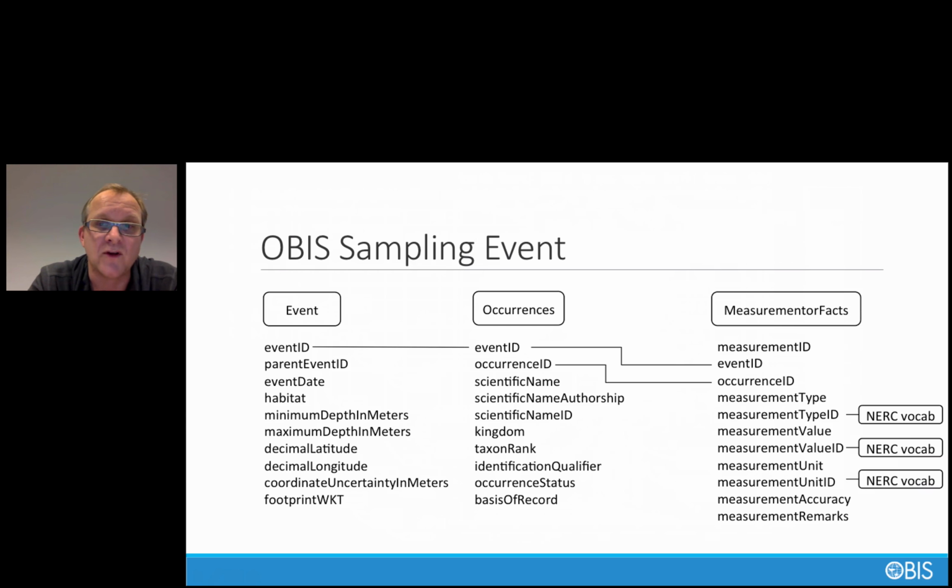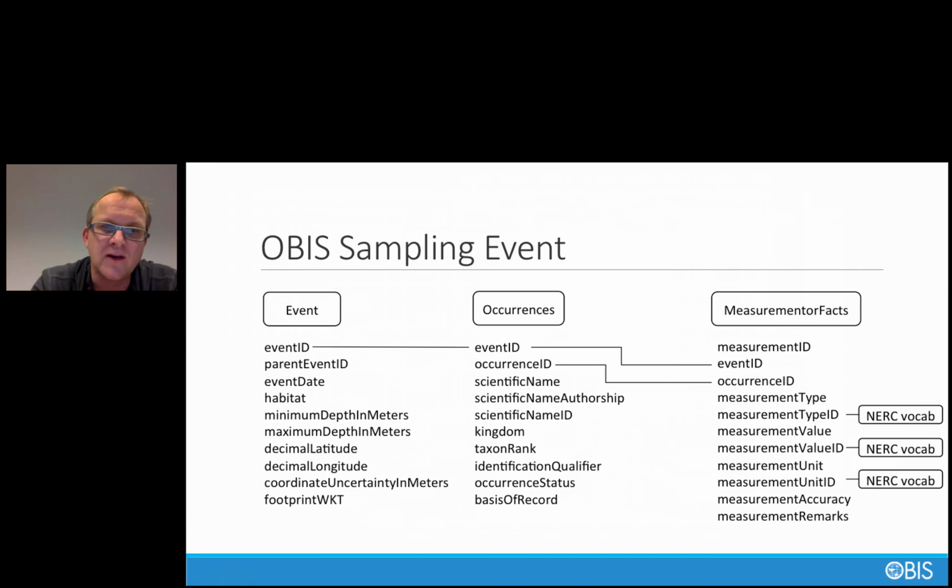So here's an example of the Darwin Core terms that you can find in these 3 different files. For the sampling event, you'll have the event ID, and a parent event ID to build a hierarchy of sampling events starting from, for example, a cruise, a station, a sample in a station, a subsample, etc. You have the event date, habitat information, depth information, the coordinate uncertainty, and footprint WKT is very useful when it's not just point information, but if you have line transects or polygons.